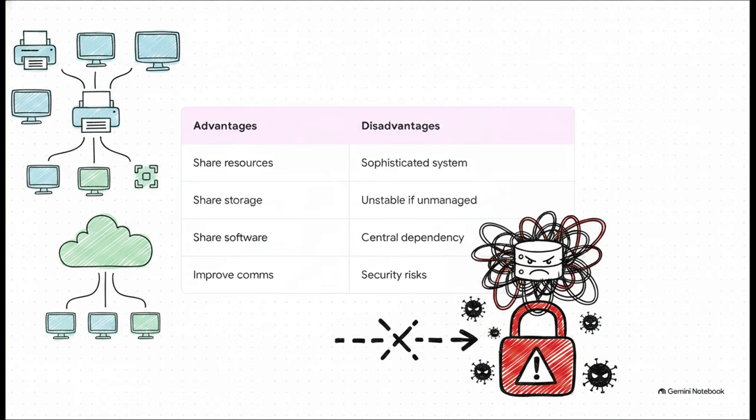Now, obviously, there is a massive trade-off here. All this connectivity brings huge advantages, right? Sharing hardware like a single office printer is way cheaper, and you can centrally manage software updates. But there's a catch. It's a double-edged sword. If that central network isn't managed properly, the whole system gets super unstable. Plus, the absolute second you connect devices together, you are opening the door to security risks and external vulnerabilities.